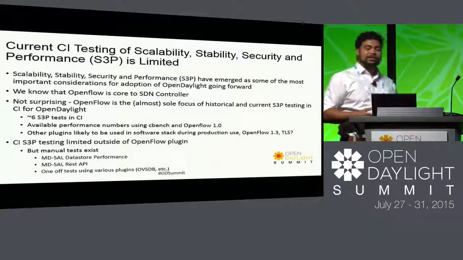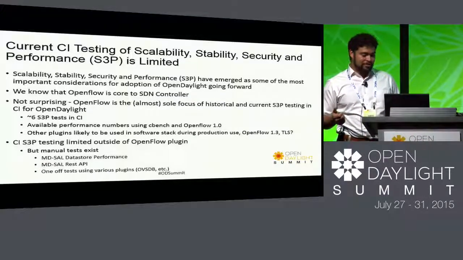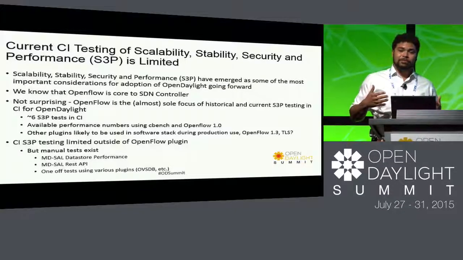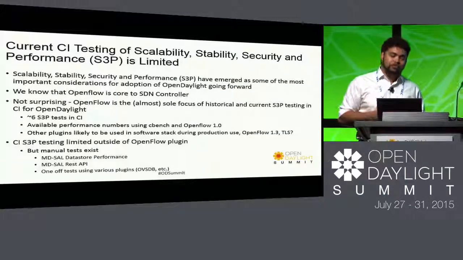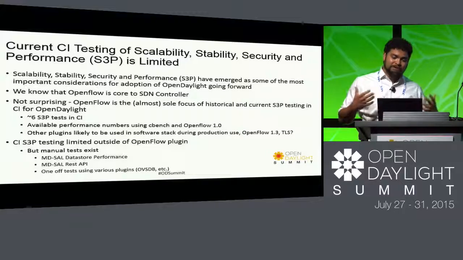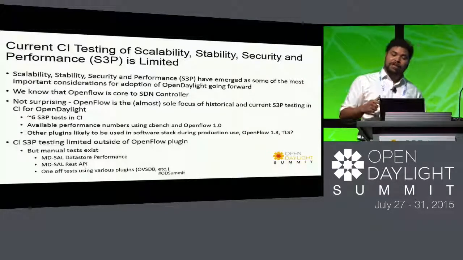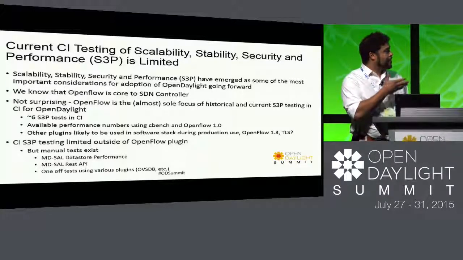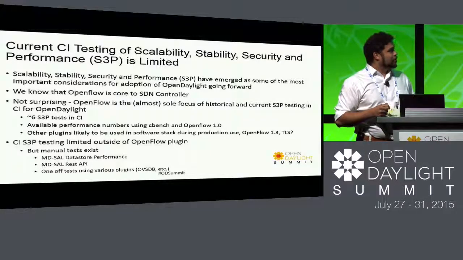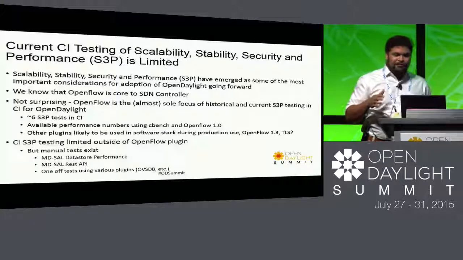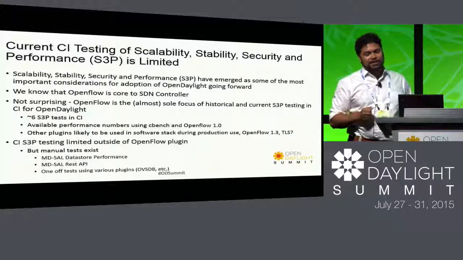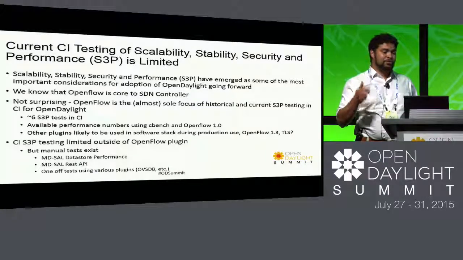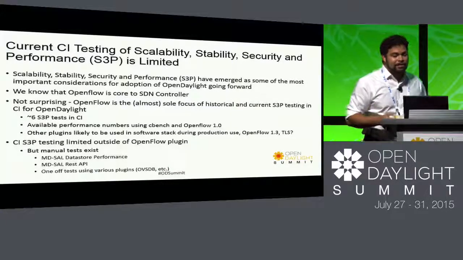So we know OpenDaylight is an OpenFlow controller. I mean, OpenFlow is the core of SDN, and so the fact that most of the tests are OpenFlow-centric makes sense. So historical and current S3P testing are mostly focused on the OpenFlow plugin. From what I know, there are around 6 tests that are doing scale or performance or stability right now currently in CI.